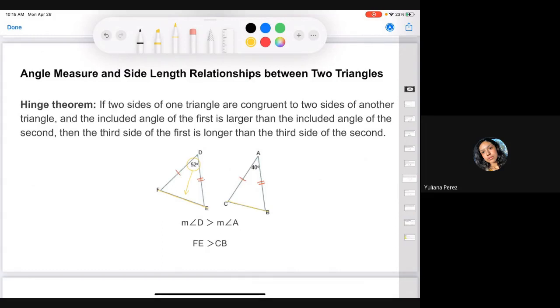If I have 2 triangles that have 2 congruent sides, that third side, we can measure that third side by determining which of these triangles has a larger angle. Because in this instance, triangle DFE has a larger angle, that tells me that its side FE is going to be larger than ABC's triangle, which has a side CB. Why? Because it has a larger included angle. Okay, questions?